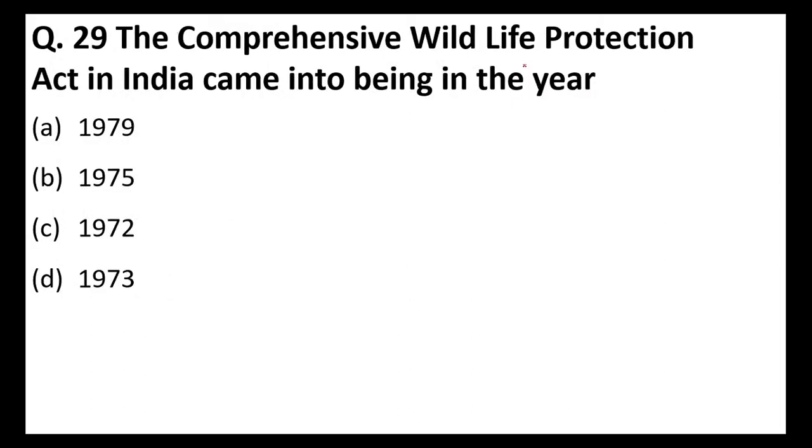The Comprehensive Wildlife Protection Act came into being in the year 1979, 75, 72, or 73. The right answer is option C, 1972.